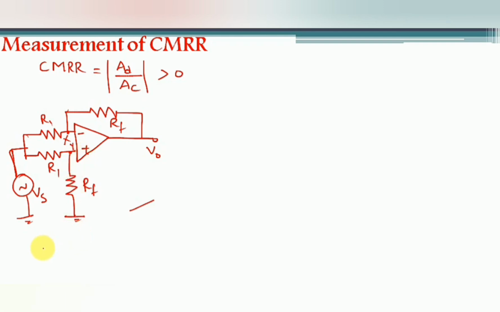From this we can write the value of AC, the common mode gain, as the ratio of output voltage to the common mode signal, and here the common mode signal is nothing but the Vs value. So AC is V0 by Vs. Let us consider this as equation 1. Now from this equation we know the value of AC. Now let us find out the value of AD.